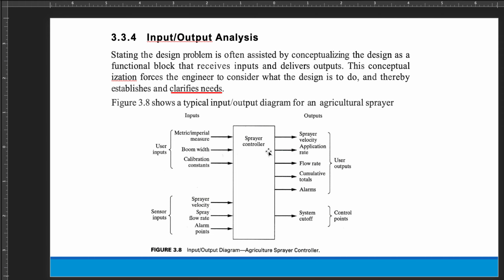So this example is actually from an agricultural sprayer controller. I really don't want to get into the details of this, but they've got some user inputs on this side, some sensor inputs over here, and then some outputs over here. So basically it's a diagram that indicates the inputs and the outputs like Rob Sullivan did.